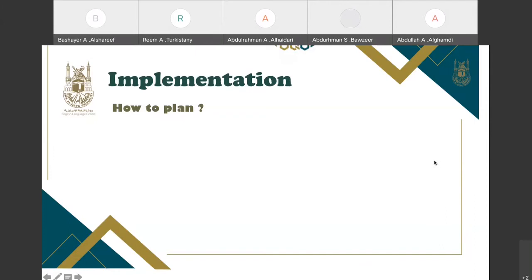First of all, how to plan for your flipped classroom? Can you give me an idea? What are you going to start with? Is it something that I can think about the night before of the class, or do I need to have preparation?